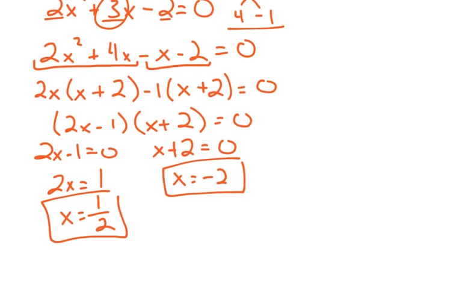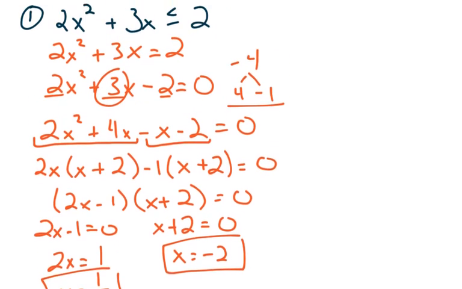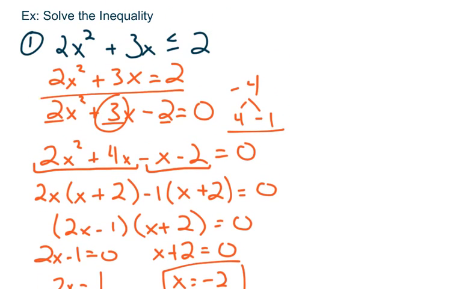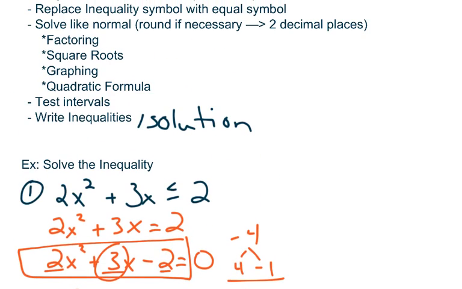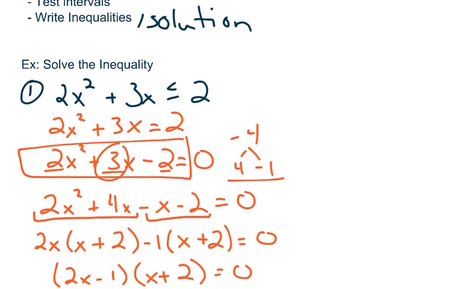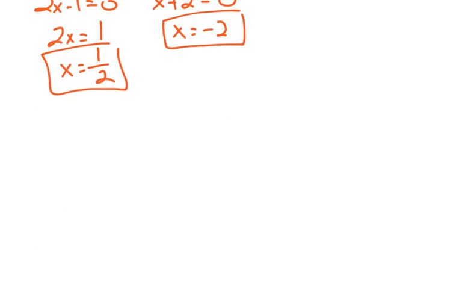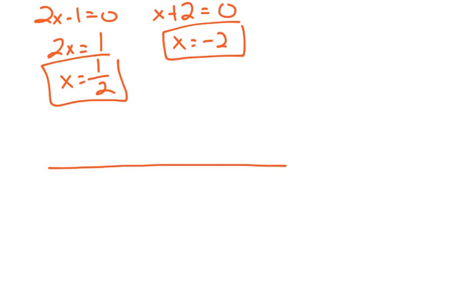But we really haven't solved yet because we need to write inequalities. What we did is figure out where the graph of this crosses the x-axis, at 1/2 and negative 2. So we just did step number 2, solve like normal. Step number 3 now, test the intervals. I'm going to make a number line and put my 2 points on it. Obviously, we need to put them in the correct order. The smaller number always goes to the left, so negative 2 goes out here to the left. Positive 1/2 goes to the right.